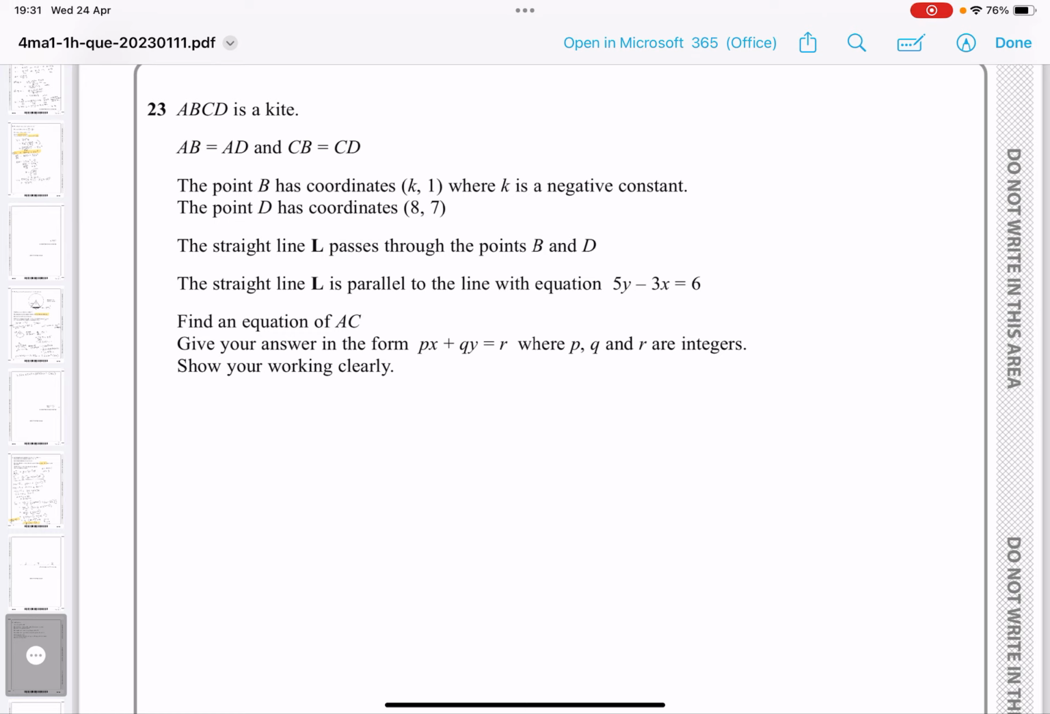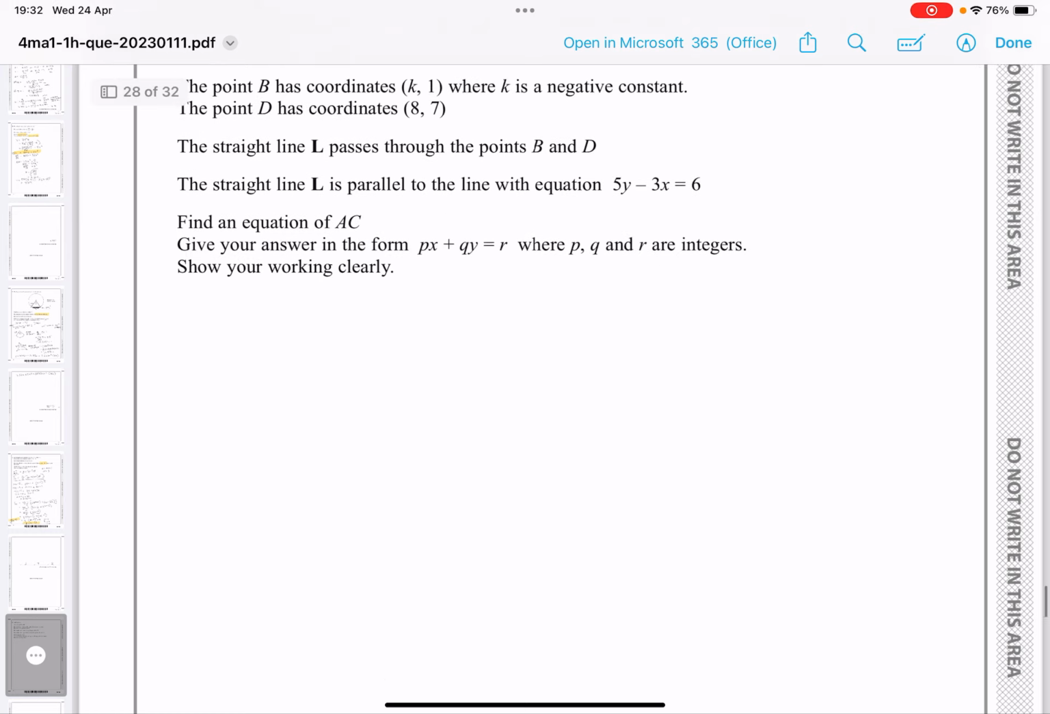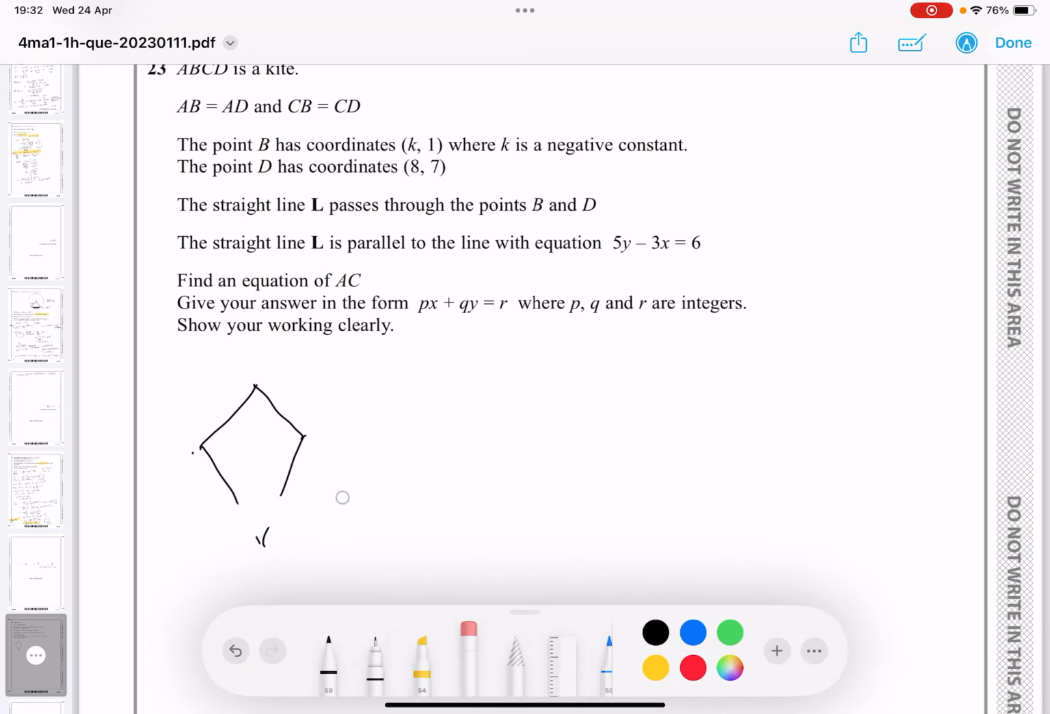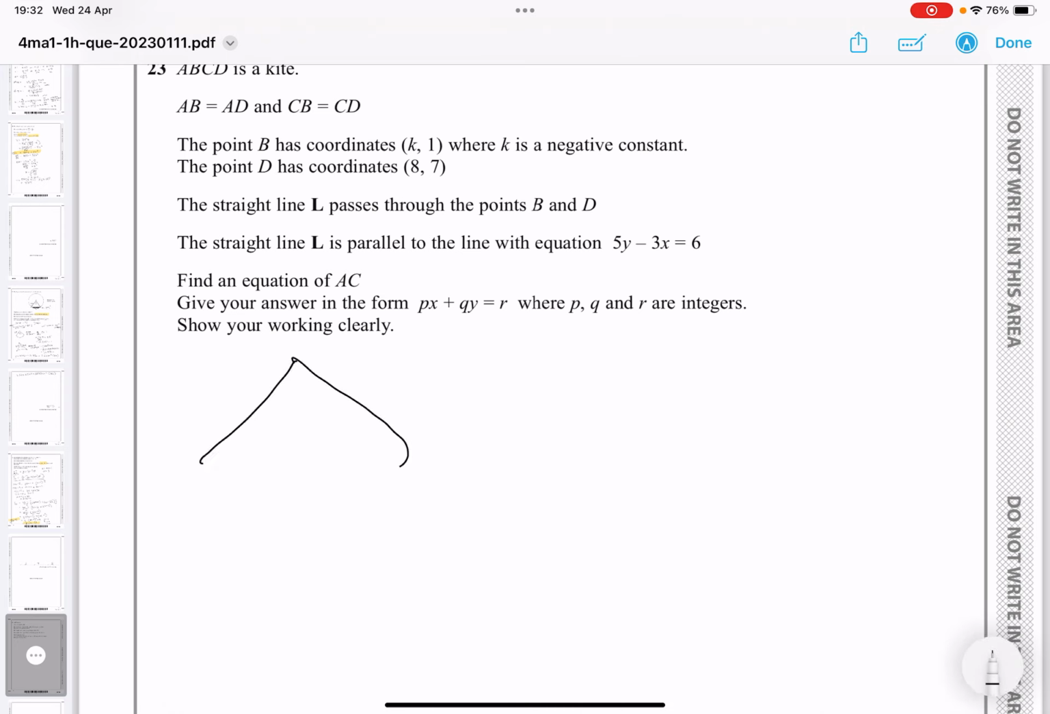Whenever they've given a kite question, a coordinate geometry question, I like to start by drawing a diagram. It's so much easier to visualize, and you can label it as you go. So let's draw a quick kite. Actually, let me draw it a bit bigger, because we're going to be labeling quite a bit of information. So A, B, C, and D. AB is equal to AD, and CB is equal to CD, in terms of the length.